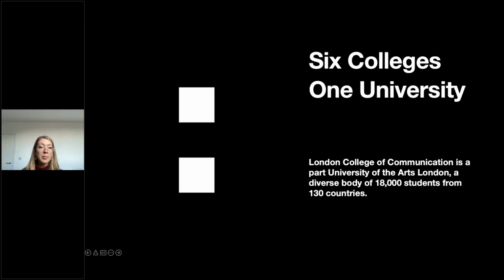But also you've got to remember that this college is part of 6 other colleges within the University of the Arts London. So it's a really interesting college. And London College of Communication hosts a really diverse body of students. We've got around 18,000 students from 130 countries, which is quite astonishing. So the diversity and the opportunities to meet different people, to talk to them, to actually engage in different cultural practices and learn more about what happens in other parts of the world. This is one of our strengths as well.